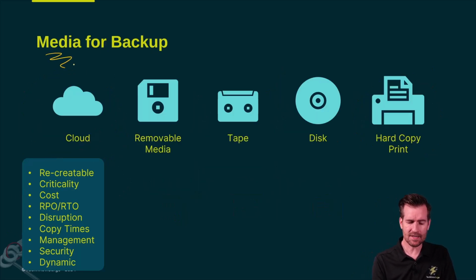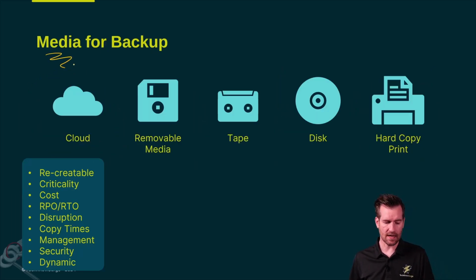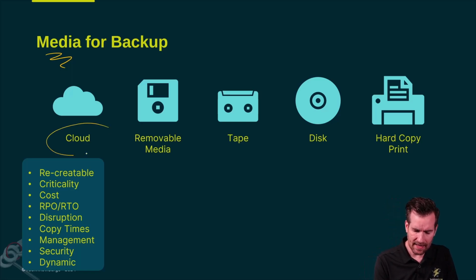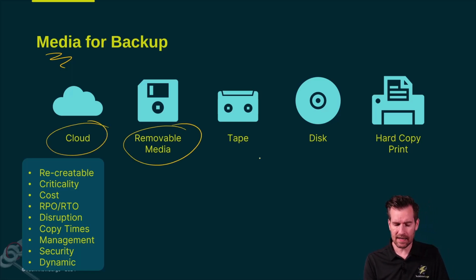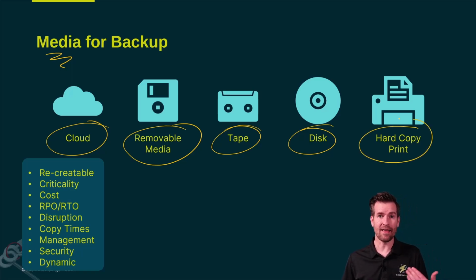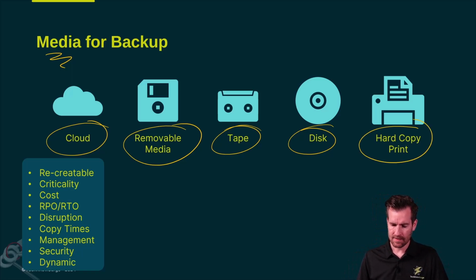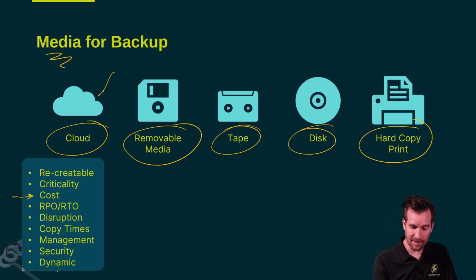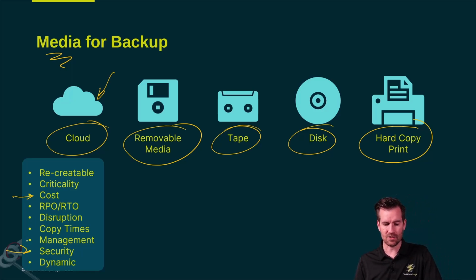Media is the objects that we are actually going to store this on. So it could be in the cloud, it could be removable media, it could be tape, it could be disk. We could actually print it out, and that's a form of backup. It's actually a pretty good form of backup, except it wastes a lot of paper, therefore playing into our cost once again. I might also have concerns around security up in the cloud. So that could be a concern versus if I actually had it in possession.